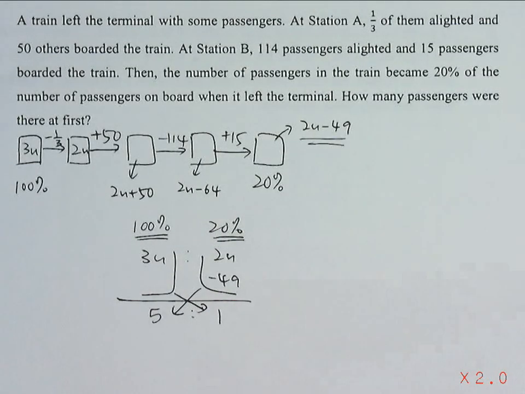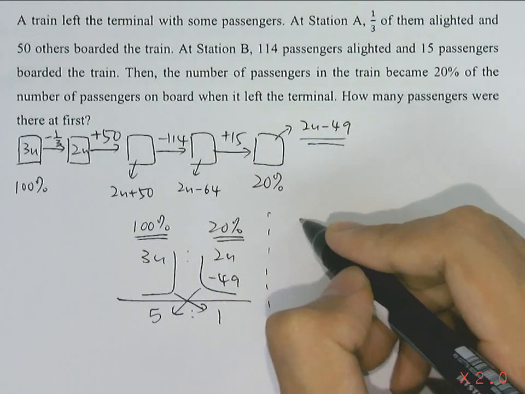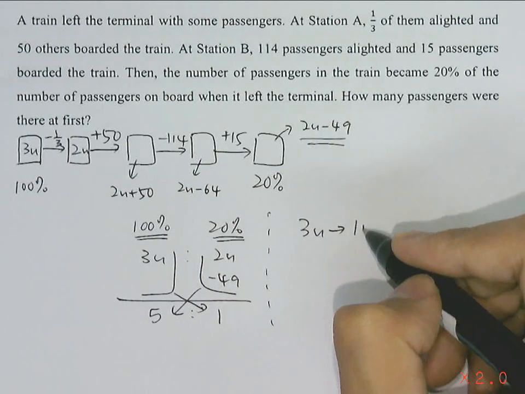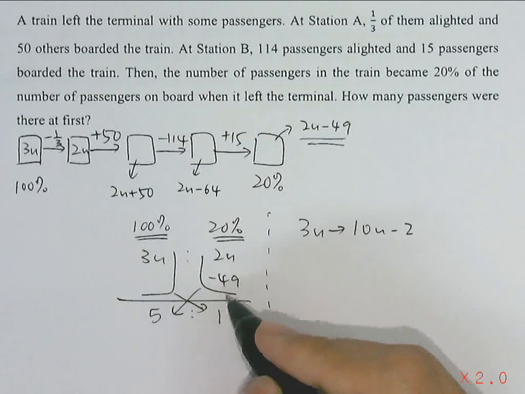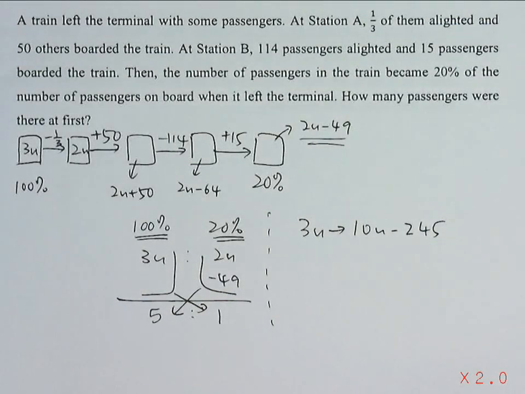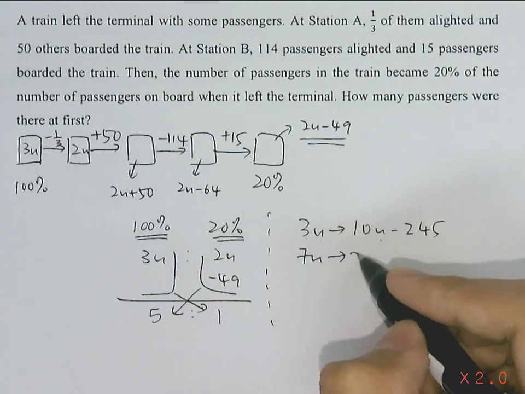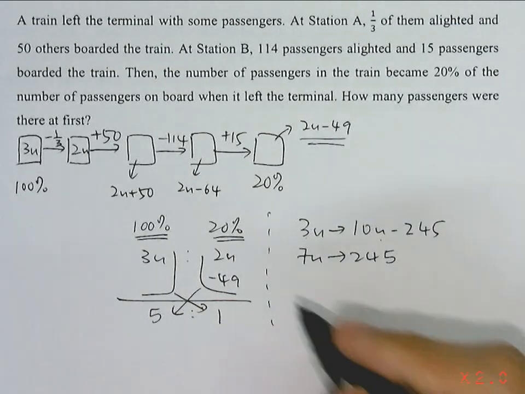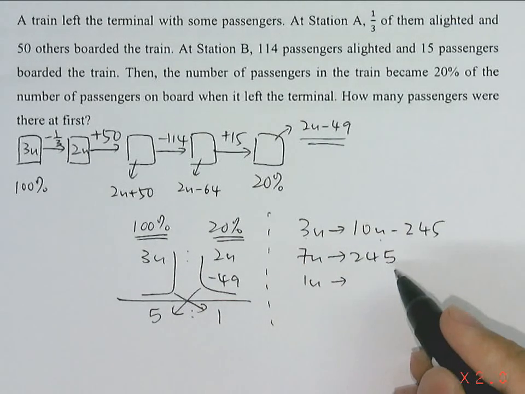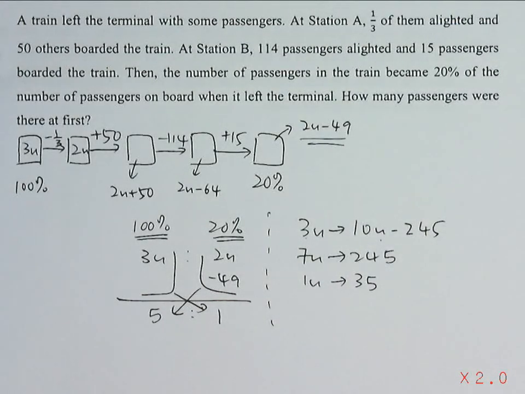Alright, and we'll have the equation that 3 units will be equal to 10 units minus 49 times 5, giving us 245. So we find the difference between 3 units and 10 units, sorry. That will give us 7 units, which will be equal to 245 passengers. So we can find 1 unit by taking 245 dividing by 7. That leaves us with 35 passengers.